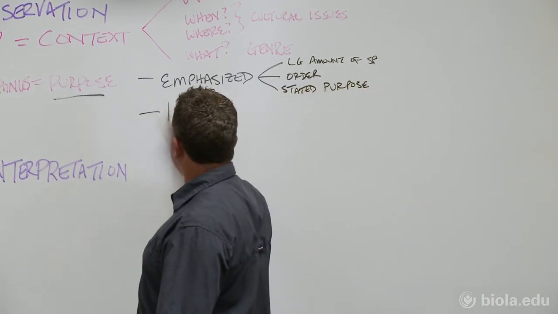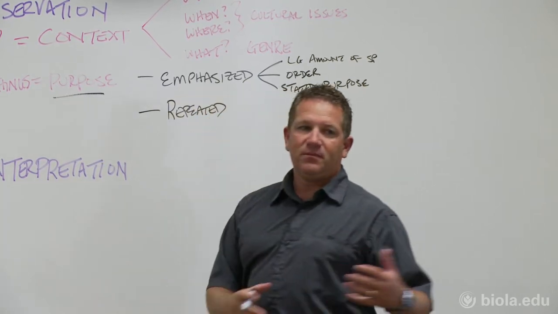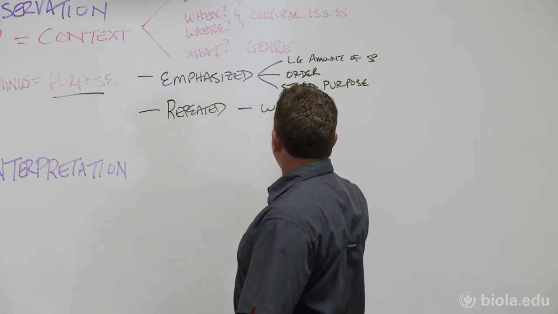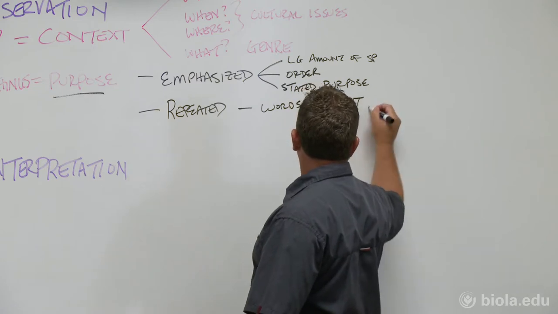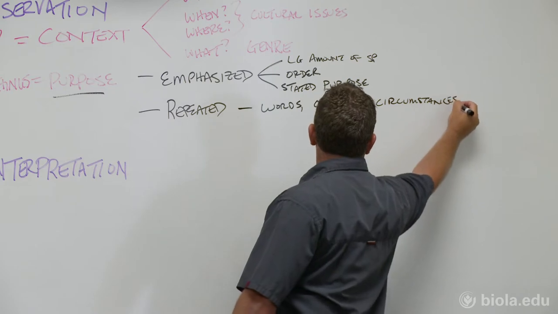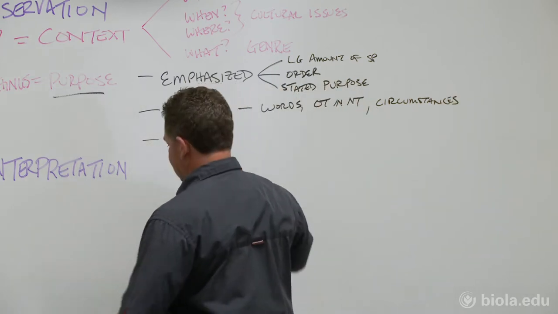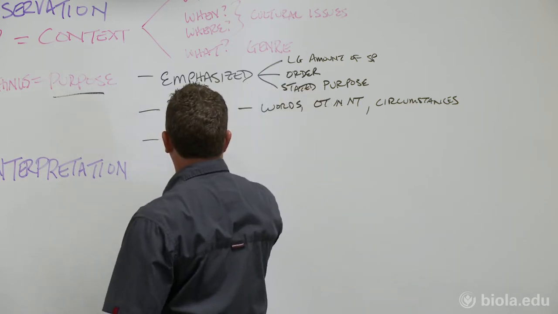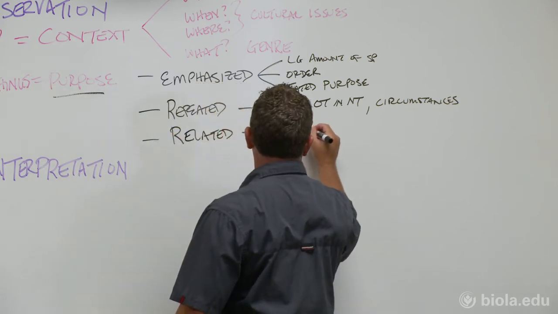Then we see things that are repeated, like words, circumstances, characters from the Old Testament, New Testament, and pretty much any time you have the Old Testament quoted in the New Testament, it's pretty significant, all right? And then the last one is sometimes confusing to some of us because we're not English majors, and those are things that are related. So that, like the idea of literary terms, question and answers, cause and effect, these literary terms that help us understand how this passage was written.